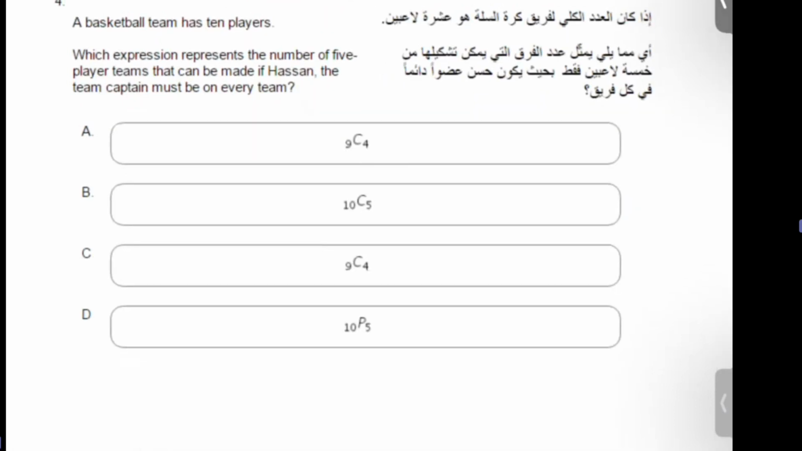Now we go to the fourth question. He is talking about a basketball team that has 10 players. Which expression represents the number of 5-player teams? Now we are minimizing, moving from 10 to 5-player teams, but we have one condition: there is a boy called Hassan, and he has to be the leader. Since he is deciding that Hassan is the team leader, the order makes a difference. The order is important.